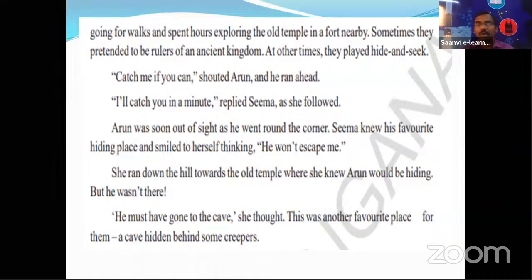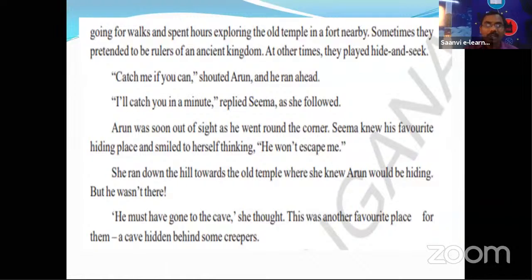As he went round the corner, Seema knew his favorite hiding place and smiled to herself, thinking, he won't escape me. Already Seema knew where he was going to hide. Whenever you are playing with your younger brother, you know where he or she is going to hide, isn't it? Usually they go and hide in the same place. That's why Seema said that he won't escape me.